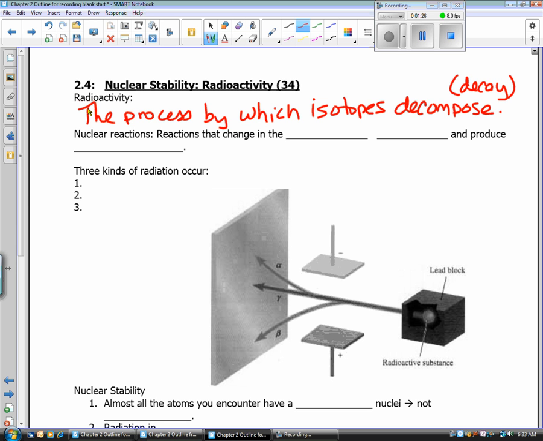Because what happens is those neutrons in there are what react, or decay. And when they break down, they give off this energy called radiation. Nuclear reactions are reactions that change the atom's nucleus, and they are the ones that actually produce the radiation. That's why they're called nuclear reactions, going on in the nucleus.